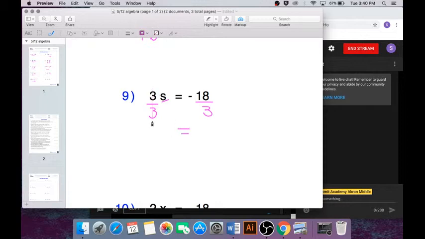So these will cancel each other out, leaving us with just s on the left. And on the right, we have negative 18 divided by 3. 18 divided by 3 is 6. And because we have a negative and a positive, the signs are different. So it's -6.